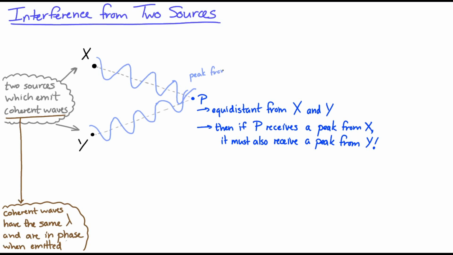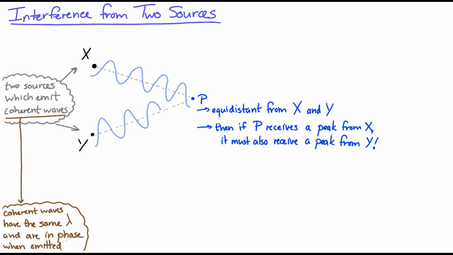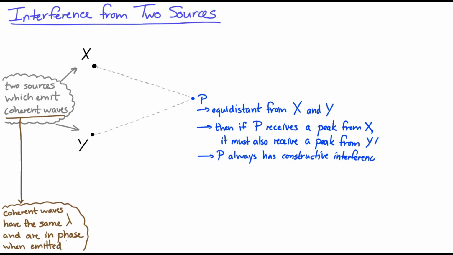Now, likewise, if point P later on, half a period later, is receiving a trough from X, then it must also be receiving a trough from Y. And again, we get constructive interference. No matter what, point P is going to have constructive interference.